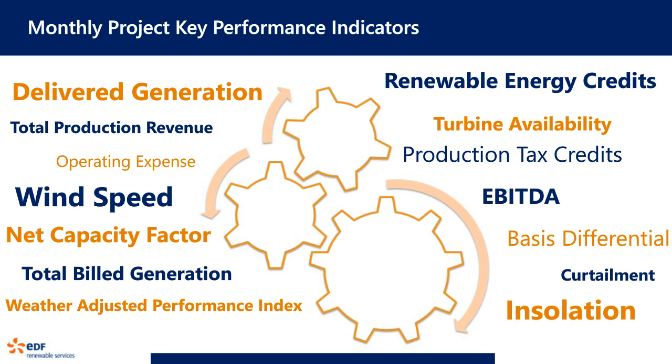I think we also look at several other metrics such as net capacity factor, weather adjusted performance index, operating expenses, wind speed, insolation, turbine availability, performance ratios, among others, to understand how a plant is performing. Basically, we will check the actual KPI performance and compare that to the budget or the anticipated performance to help us better understand what is happening at a plant at any given time.